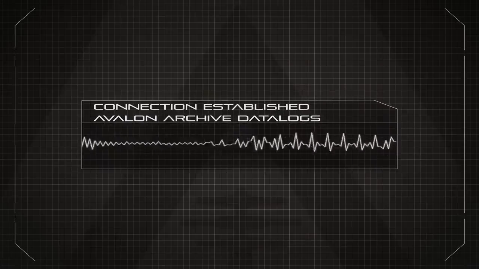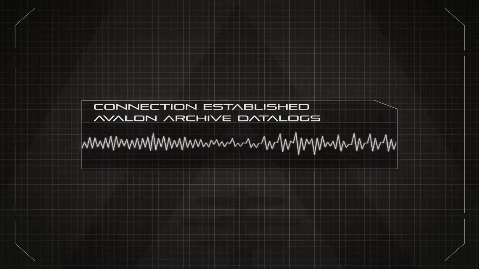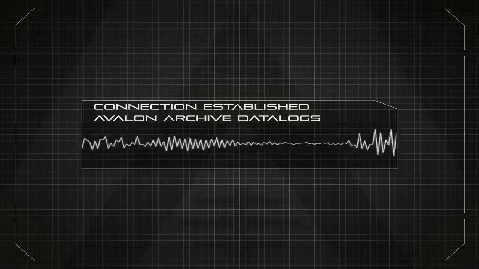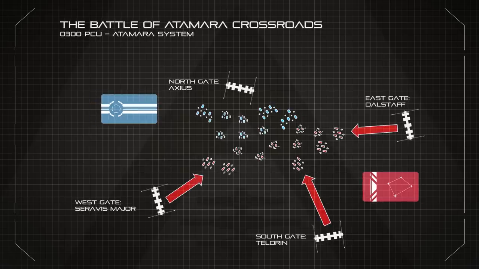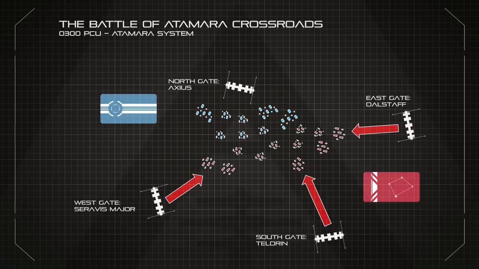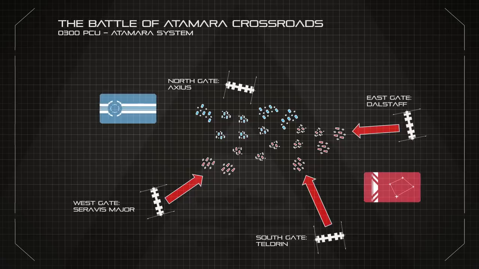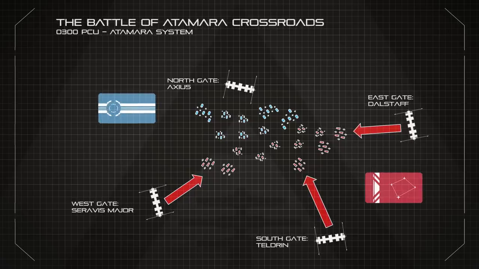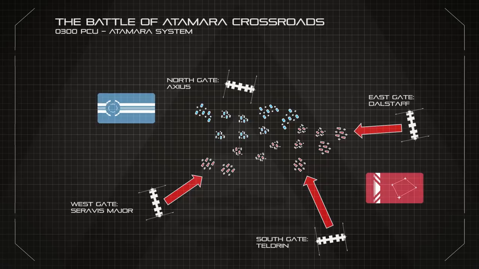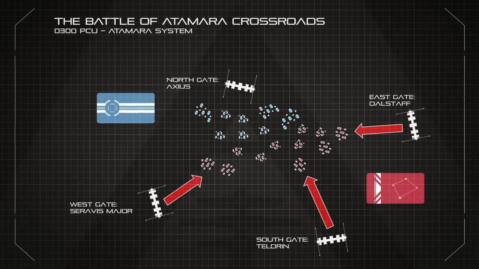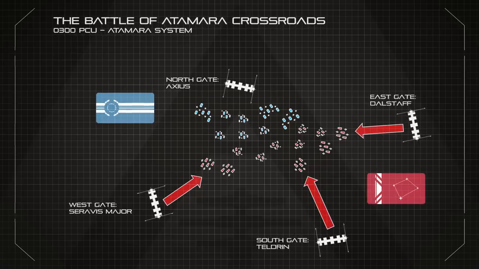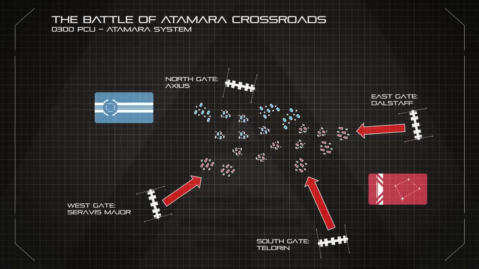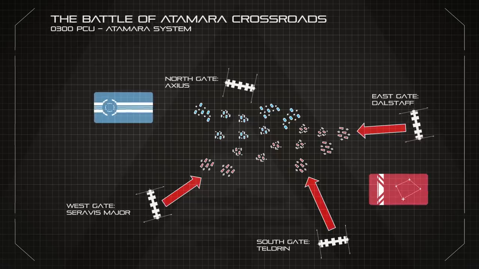This treaty was famously violated in 0300 PCU during the final battle of the Frontier War, now known as the Battle of Atomara Crossroads. The engagement was predicated when a small and desperate contingent of the Frontier Union militia attempted to seize and reorient a drift gate in the Atomara system, hoping to use the device to accelerate a captured asteroid into the planet's centrum, causing an extinction-level event. Thankfully, the attempt was thwarted by elements of the Assembly's first and second fleets, saving billions of lives in the process.